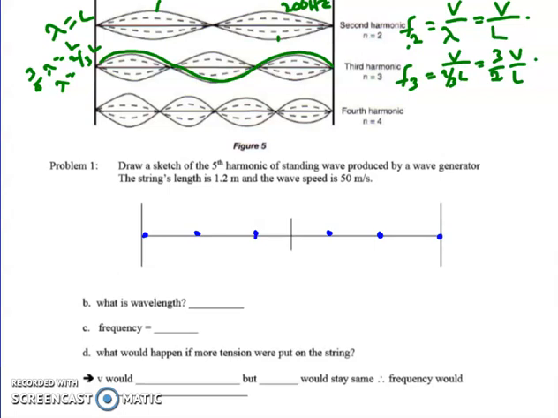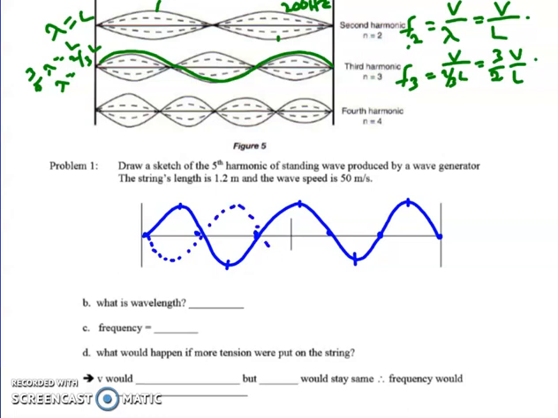Now between every node, I want antinodes, so I'm going to start here. I'll mark the antinodes: up here, down here. I'm going to alternate. Now I just connect the dots, and that's what the wave might look like at one instant. If you want to look at the other instant, go the opposite direction. I'll use a dashed line. And there is my fifth harmonic. And a way to check: I have 1, 2, 3, 4, 5 antinodes.